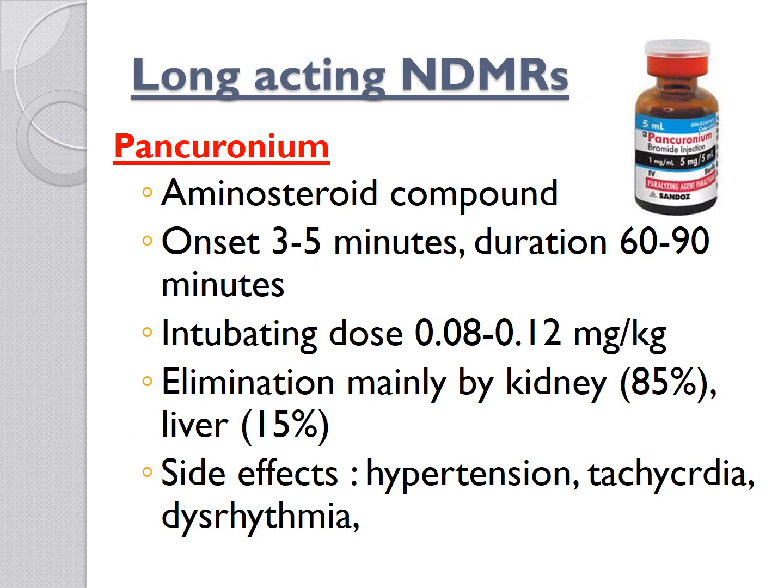Long-acting non-depolarizing muscle relaxant pancuronium is an aminosteroid compound, onset from 3 to 5 minutes, duration from 60 to 90 minutes, intubating dose from 0.08 to 0.12 mg per kg, elimination mainly by kidney 85%, liver 15%. Side effects include hypertension, tachycardia, and dysrhythmia.